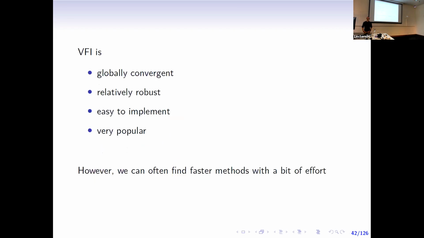So value function iteration is globally convergent. We've seen that it's robust. You can start anywhere and iterate with T, and you get a good approximation to V star. And once you've got this good approximation, you can just treat it like the value function, take the greedy policy, and you're going to get something that's very close to optimal. It's also very easy to implement, easy to understand, and very popular.